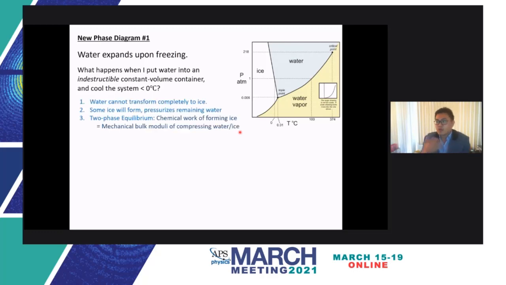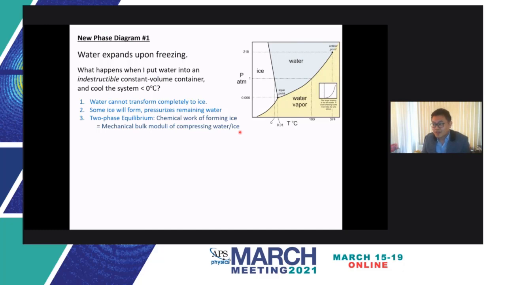So, the proper way to analyze this is that water cannot transform completely to ice. Some ice will form, the ice will pressurize the rest of the water, and you'll have a mechanical equilibrium between the pressure of the water and the ice and the chemical free energy of transformation, right? So you'll have two-phase equilibrium. If I look at this phase diagram, no two-phase equilibrium, right?